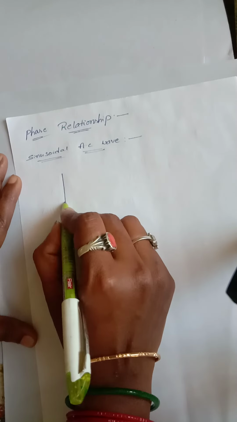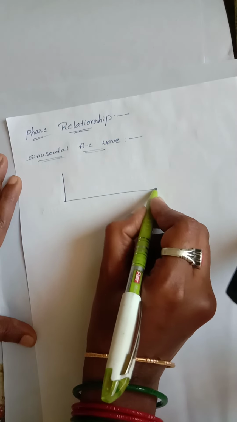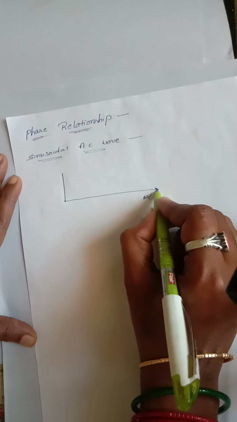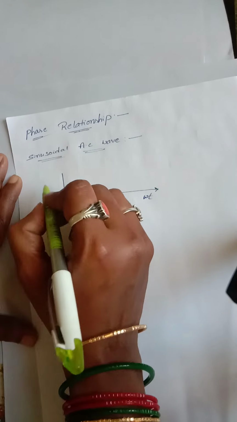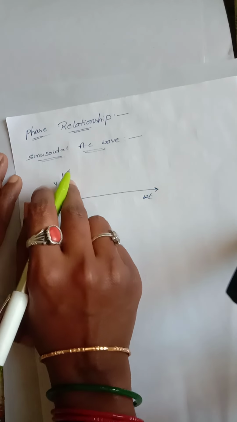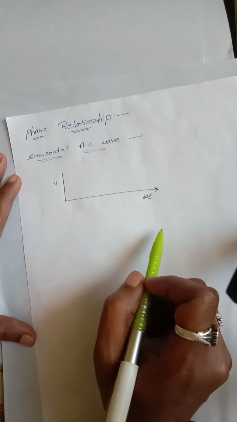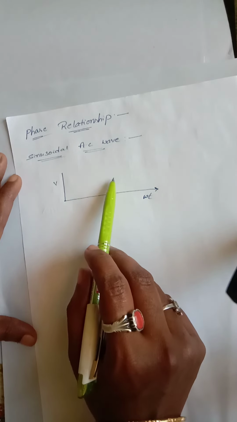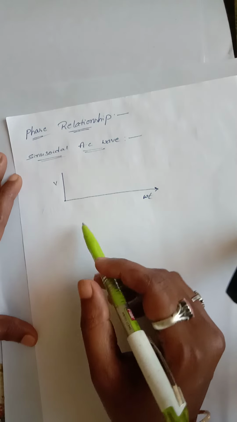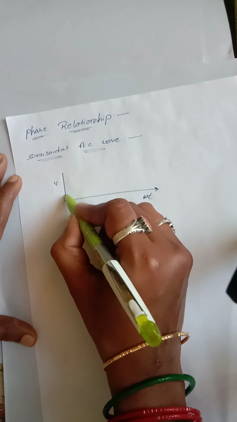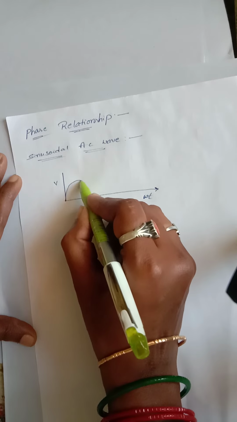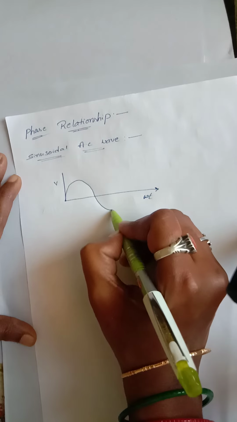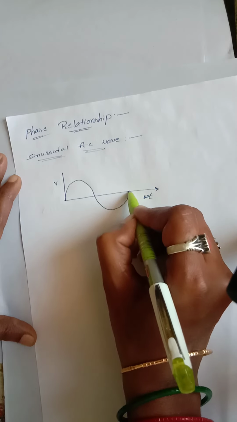Let omega t be taken on the x-axis, and voltage V taken on the y-axis. Here, the AC wave has a positive half cycle, 0, a negative half cycle, and again 0.